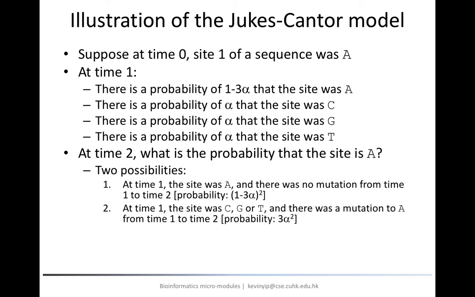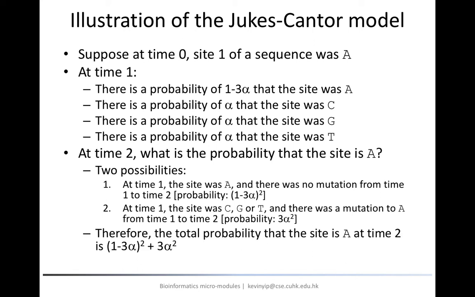The second possibility is that the nucleotide was something else at time 1, and it was mutated back to A from time 1 to time 2. The probability for it is 3 alpha squared, which is the total probability of the mutation sequences A to C to A, A to G to A, and A to T to A. Therefore, taking the two possibilities together, the total probability that the nucleotide is A at time 2 is the square of 1 minus 3 alpha plus 3 alpha squared.